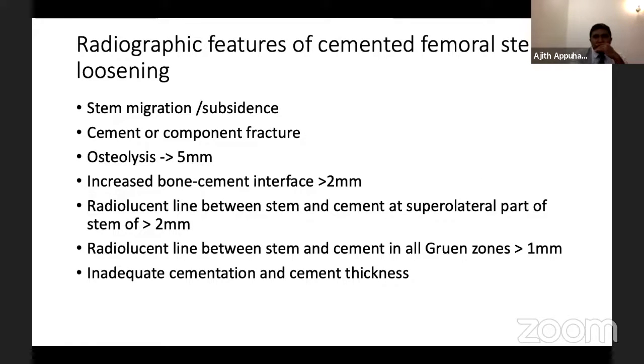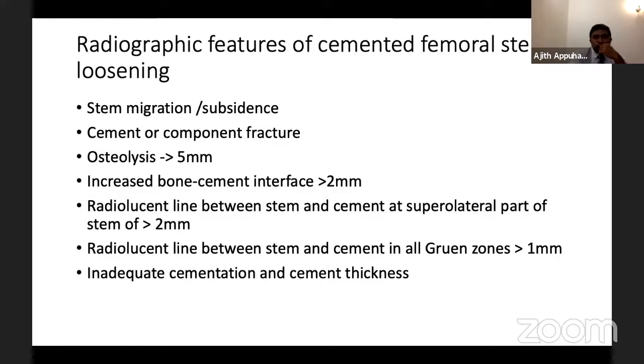So these are the features to consider for loosening: stem migration, subsidence, fractures, osteolysis more than 5 millimeter. A radiolucent line is obvious, and sometimes it is increasing by 2 millimeter compared to the previous X-ray. It is positive. Then a radiolucent line mainly between the stem and the cement, in the supero-medial part of the stem, more than 2 millimeter. Yes, we have to think of loosening.